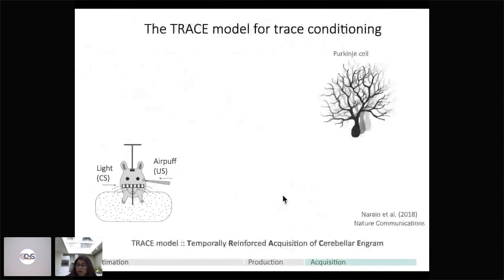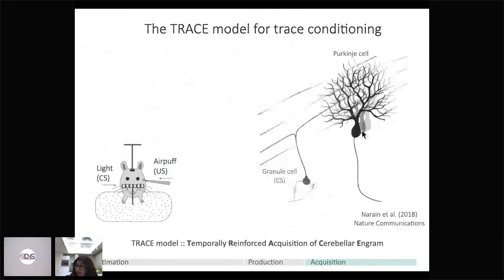So analogous tasks and previous theoretical work actually pave our way to understanding what might be the cellular and circuit underpinnings of this task. And we base our model on that. And that centers around the principal cell of the cerebellar cortex called the Purkinje cell.